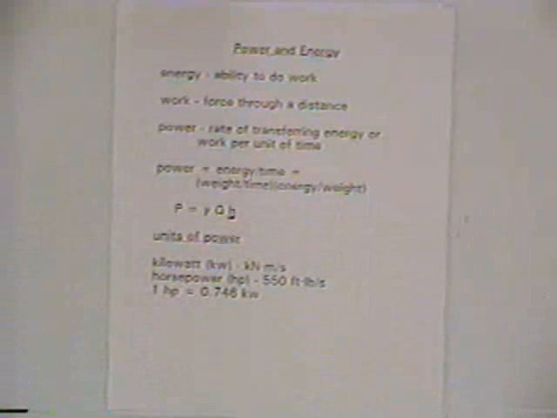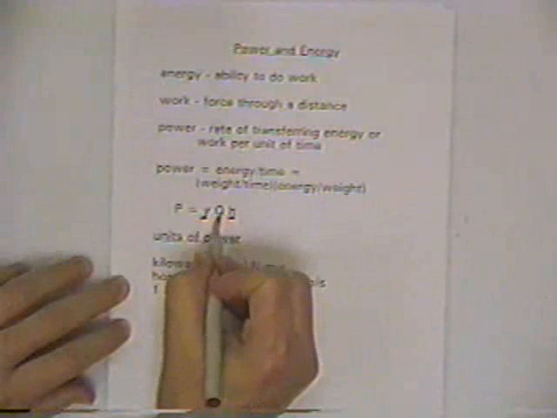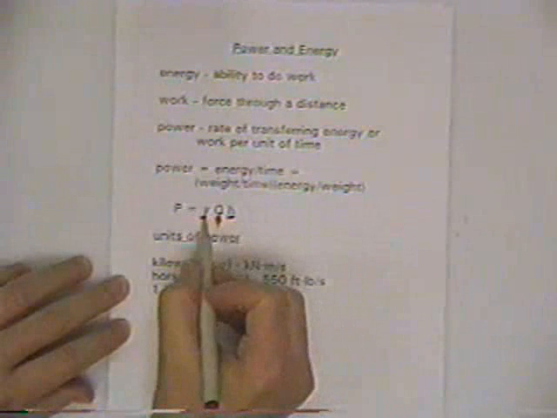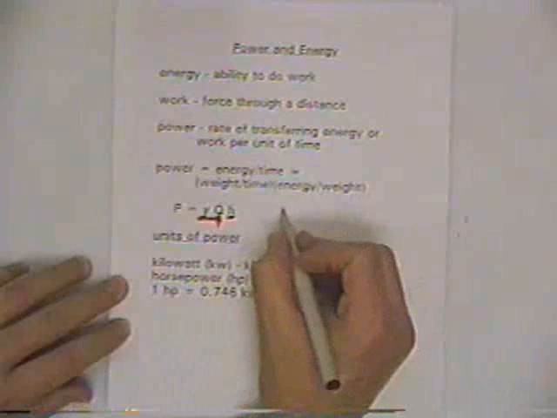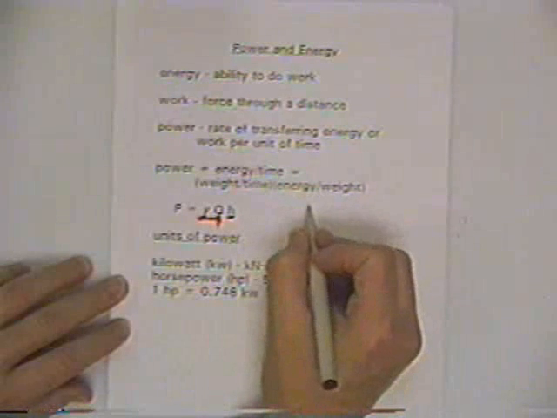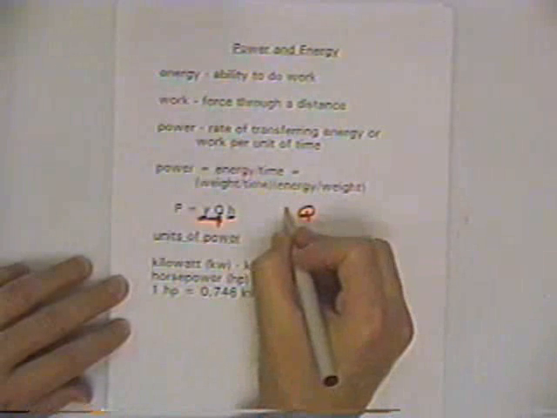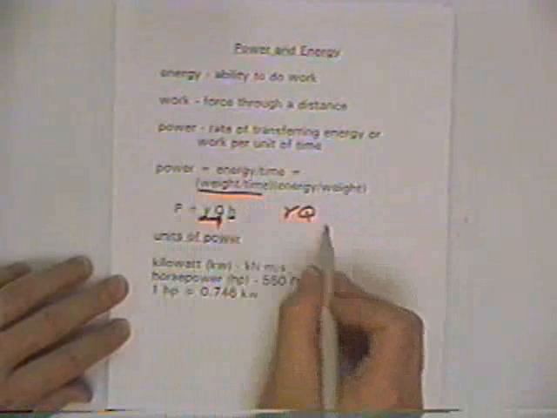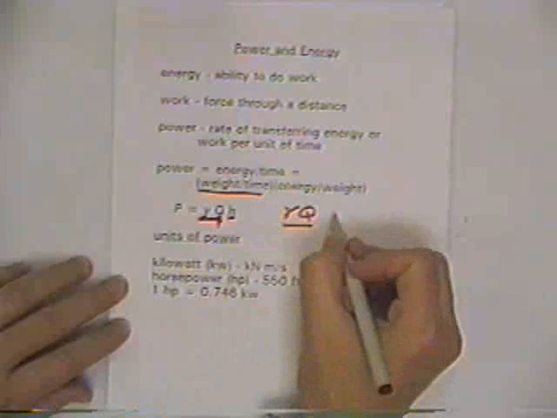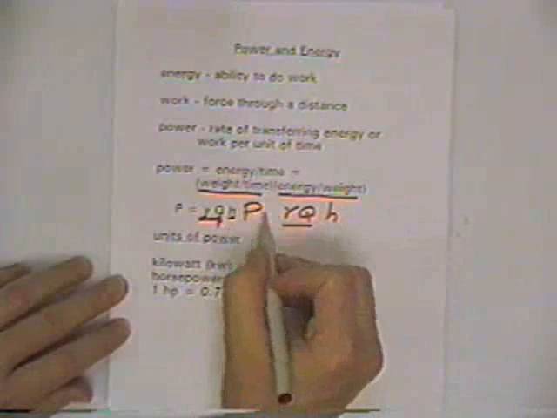And then as far as a weight per time, if you've got a volume per time, a Q, a volumetric flow rate, you multiply that by unit weight, and that gives you a weight per time. And then you multiply that by head, and head is an energy per weight, and that gives you power. And so that's our power equation.